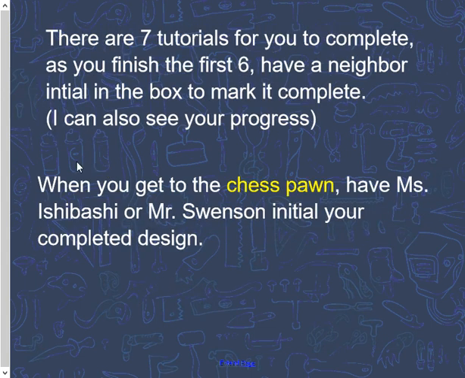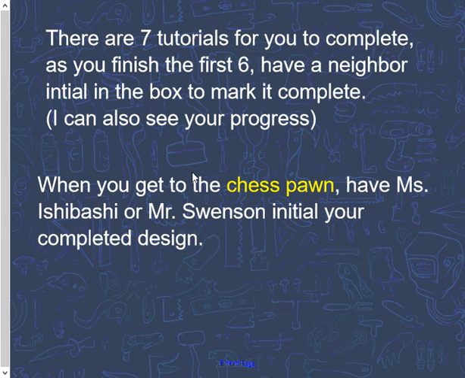There are 7 tutorials for you to complete. As you finish the first 6 tutorials, the idea was that your classroom neighbor was going to initial in the box to show that you had done it, kind of like we did with the boot camp at the beginning of the year. Obviously, you should not have class neighbors, I hope, because the whole idea is that we're isolating ourselves. So just go ahead and have a parent or family member, or a sibling working on stuff with you, initial it also. I can also see your progress, so it doesn't do you a lot of good to initial that you did things if you haven't, because I'm going to be logging in and looking at your designs to see if you've done them.